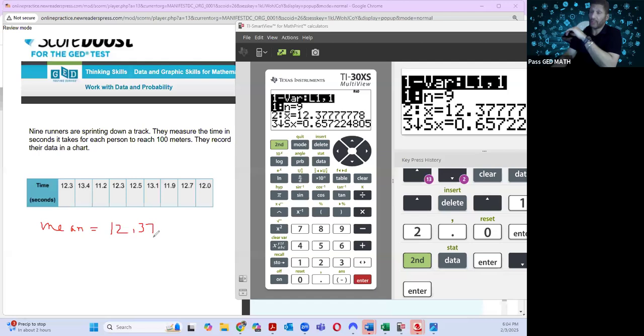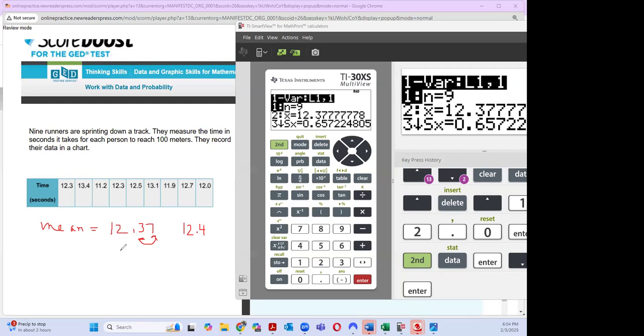You have to go to the place value. This is the tenths place. You look at the number to the right. If that's 5 or above, then this number goes up. So 3 becomes a 4. So this is 12.4. Using your calculator, you don't have to do the median by hand.